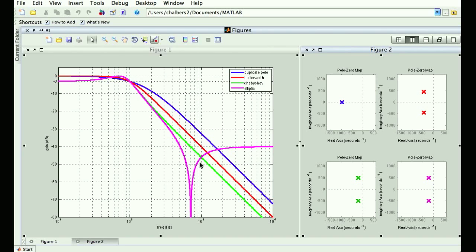I mean, rejecting something with negative 40 dB, that's dividing it by 100. That's pretty good, right? You might not need to reject your signal by any more than that. So it's all kind of application dependent.